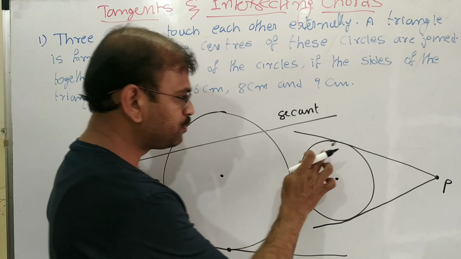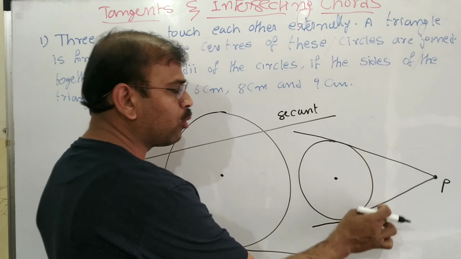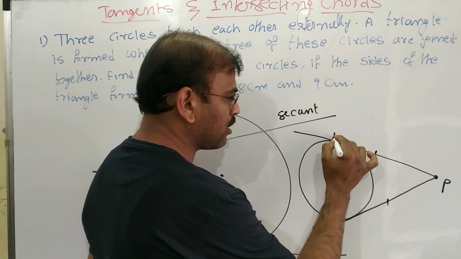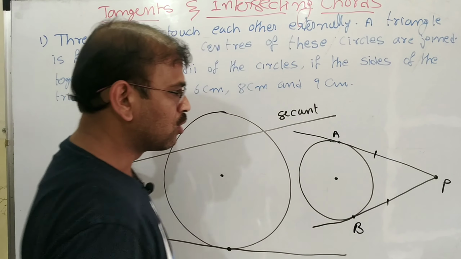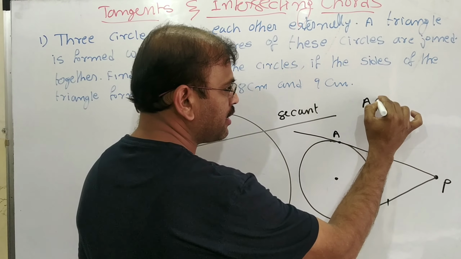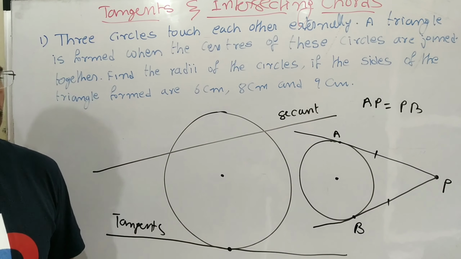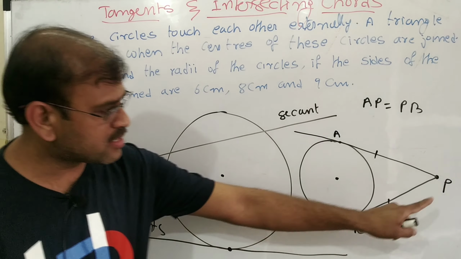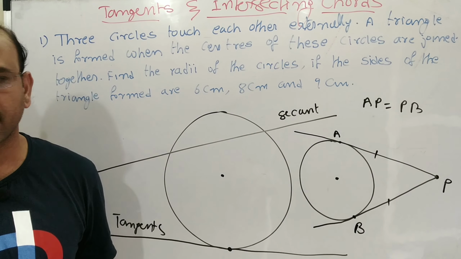Now listen carefully. When you draw 2 tangents to the circle from an exterior point, the lengths of the tangents are equal. So that means I can write AP equal to PB. From the exterior point, if you draw 2 tangents to the circle, the lengths of the tangents are equal.